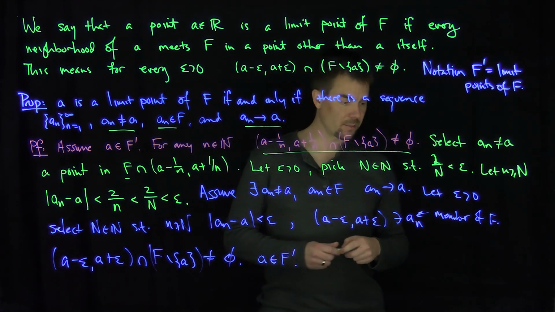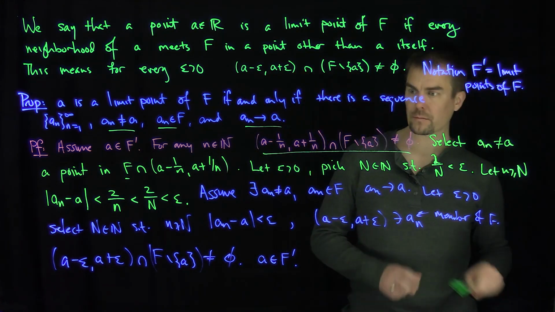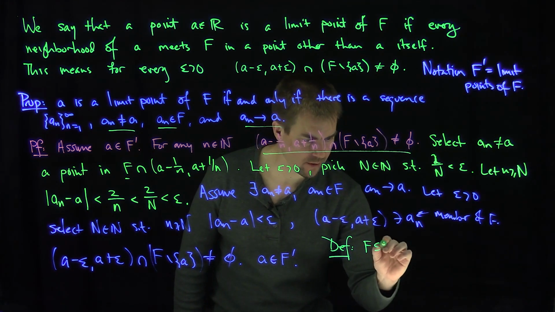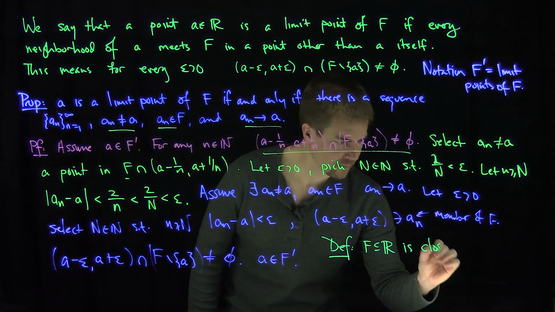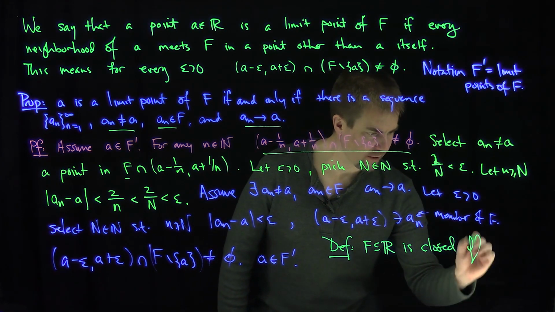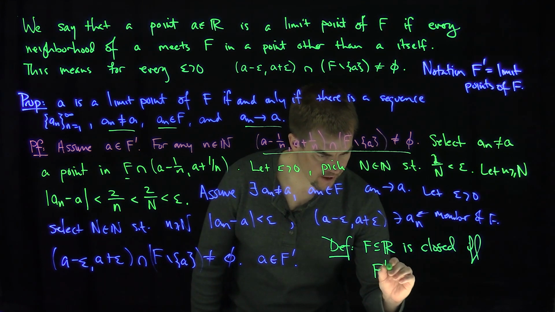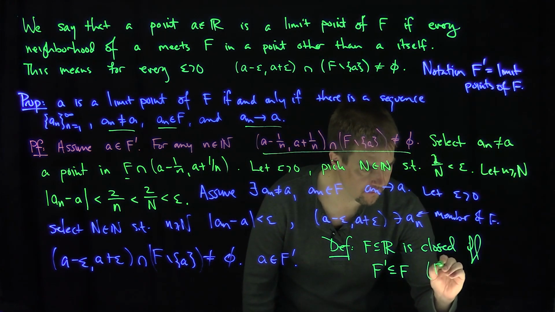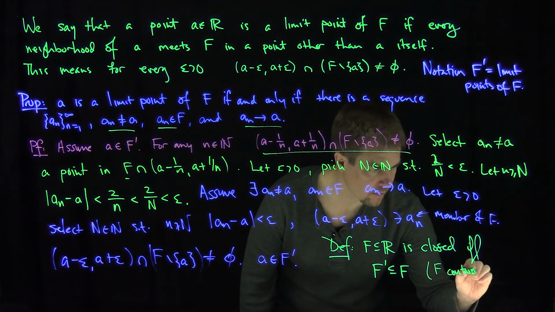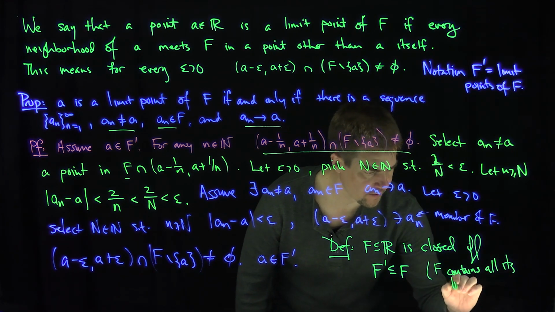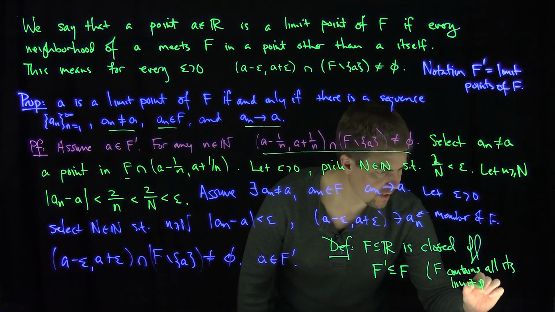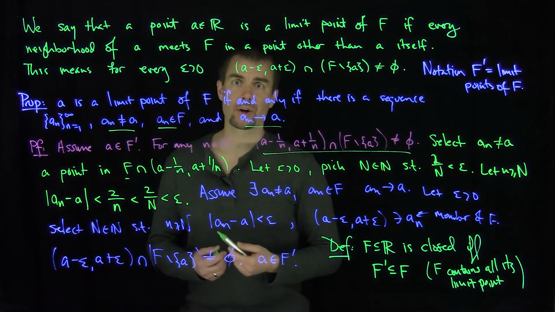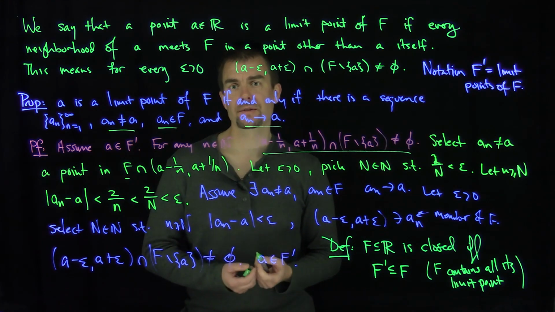Now we're in a position to define what it means to be a closed set. Definition: F, a subset of R, is closed if and only if F prime is contained in F. Namely, F contains all its limit points. That's the definition of a closed subset of R with respect to the metric topology. And we're going to use this sequential characterization of limit points frequently in our analysis of closed sets. Thank you very much.